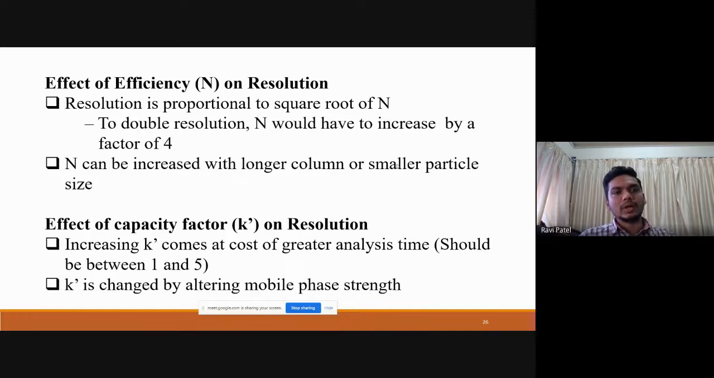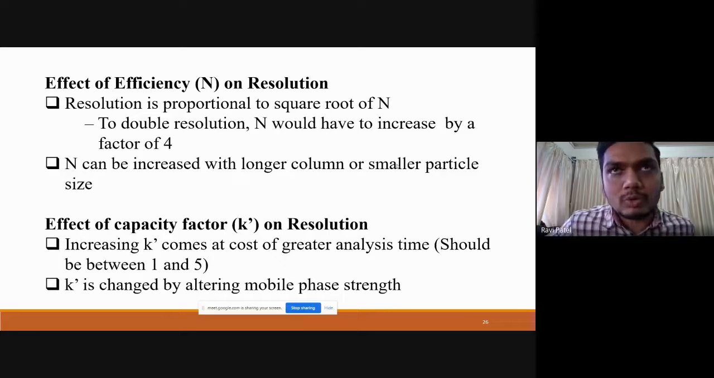Then after effect of efficacy on resolution, right? Efficacy we can generally see in HTP, which means theoretical plate number. If we are getting a higher theoretical plate number in our chromatography, then we can say it is an efficient method.